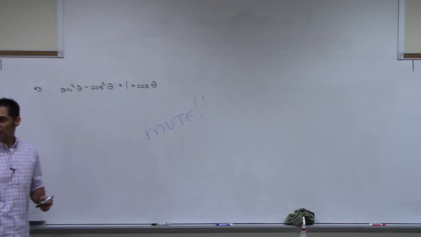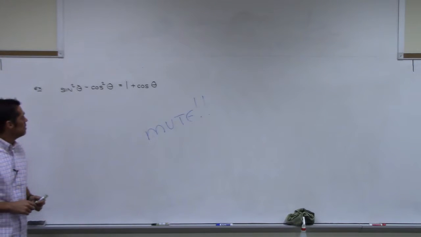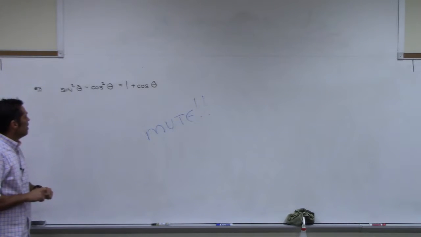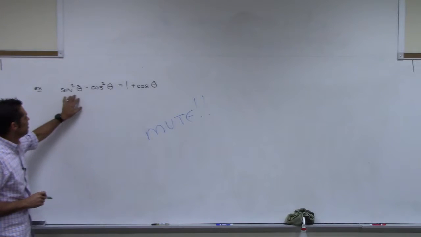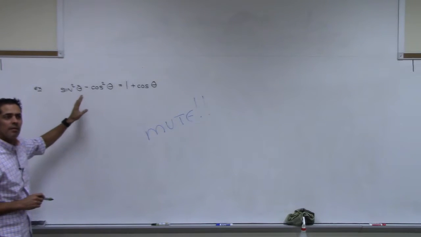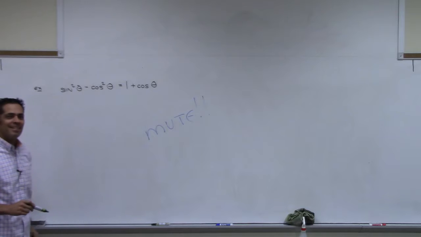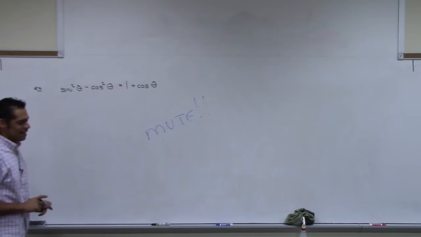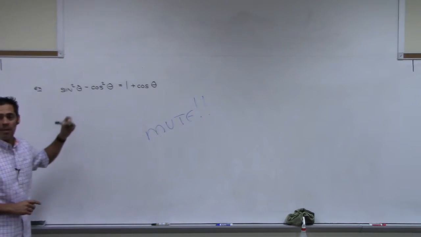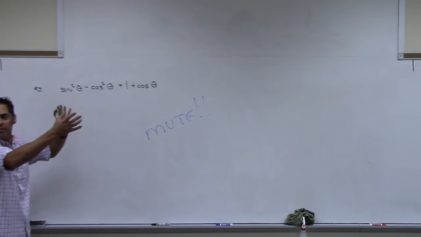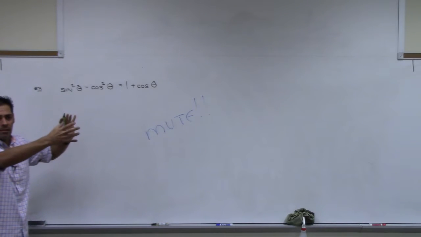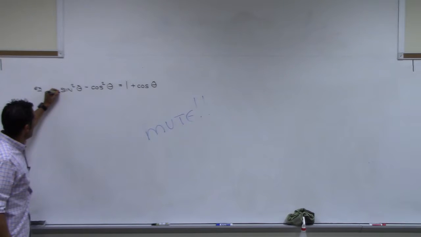The problem is the sine squared. If it were cosine squared, that would be better, because then we'd have cosines everywhere, wouldn't we? Yeah. So this is really problematic.